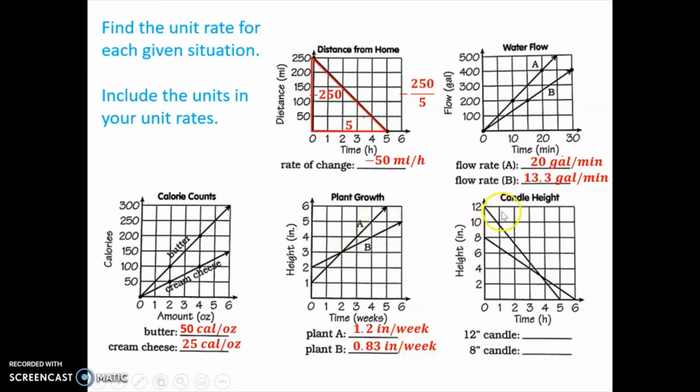Finally, we have 2 candles: a 12-inch candle, because it starts at 12 inches, and an 8-inch candle starting at 8. And as you're burning them, their height is decreasing. So what are the rates of decrease in height? Negative 2.4 inches per hour and negative 1.3 inches per hour. Hope you got those.